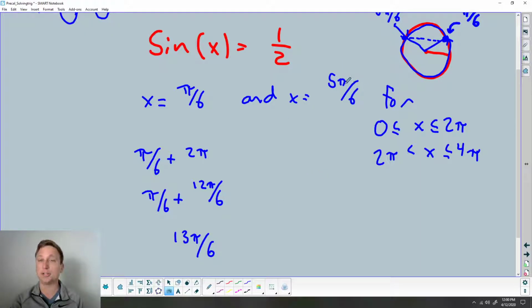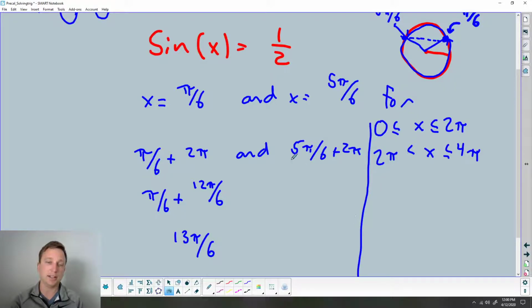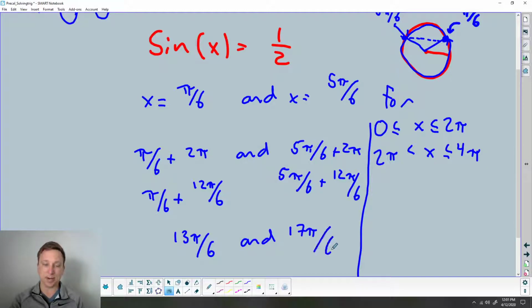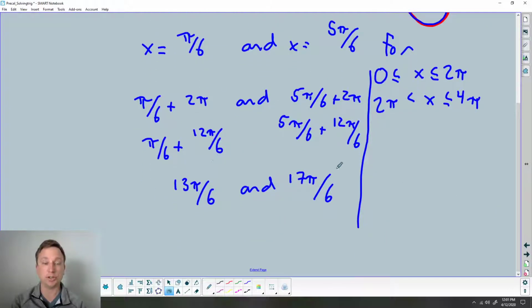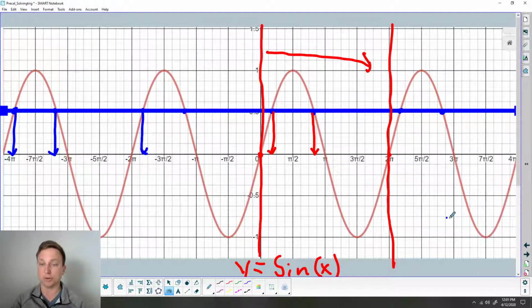And then similarly, we can do the same thing for 5 pi 6ths. We can say 5 pi 6ths plus 2 pi. So what that would be is similarly 5 pi 6ths plus, with common denominator 6, 12 pi 6ths. So we have two more values. 17 pi 6ths is what we have there. So we actually have 1, 2, 3, 4 values that it achieves, and this makes sense if we go back to the unit circle or this graph.